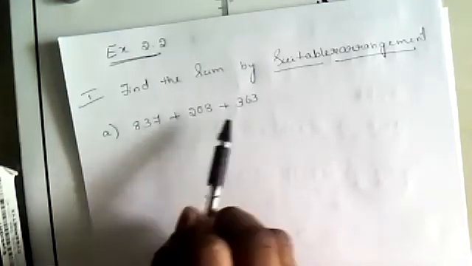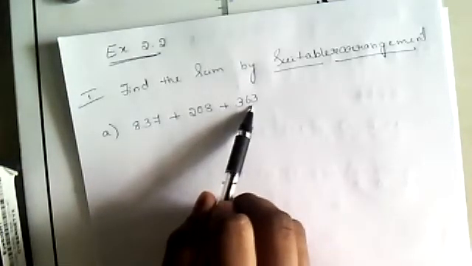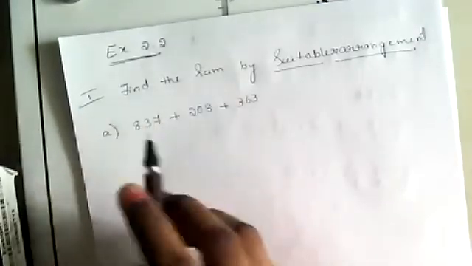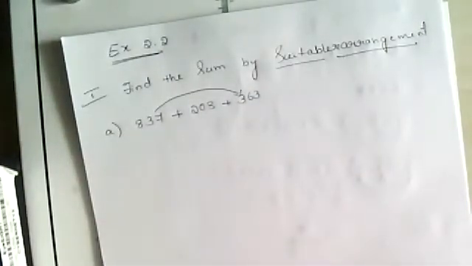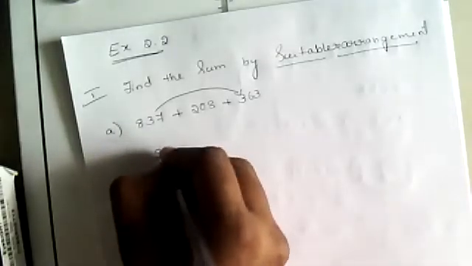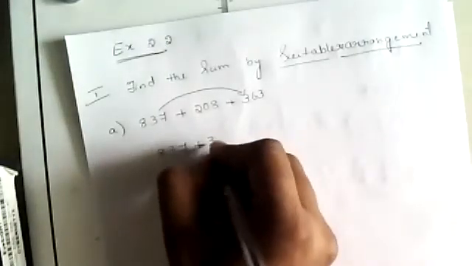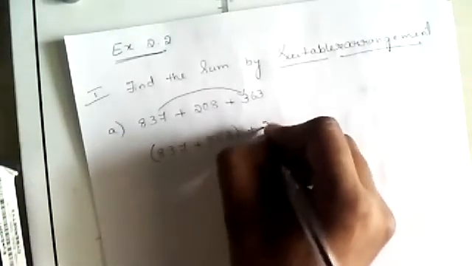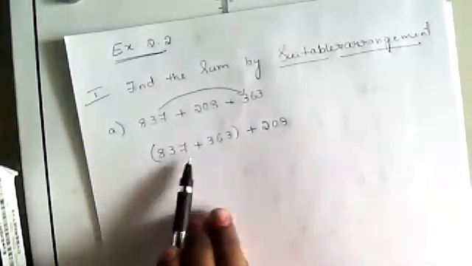Then I will take this 7 and add this 3, the ones place 3. 7 plus 3 is, yes, very good, Komala, 10. So then these two are a correct group. When we add the ones place digits, we should get the sum 10. See here, 837 plus 363. These two are in the same group, plus 208.